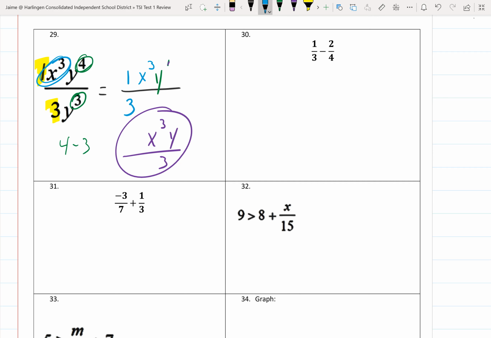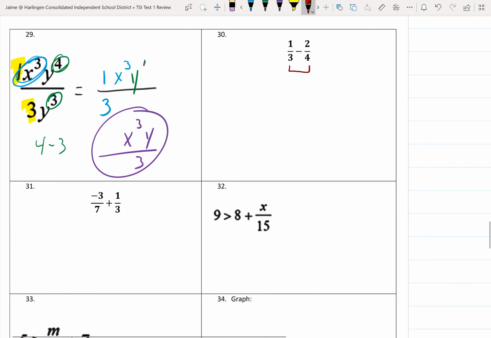Number 30. We're subtracting fractions. So you can't add or subtract fractions unless you have a common denominator. We have 3 and we have 4. What's the common denominator between 3 and 4? 12. If you don't know, just multiply them. That's the cheap way to get them, right? So 3 times 4 is 12, so then we have to make them both be 12.